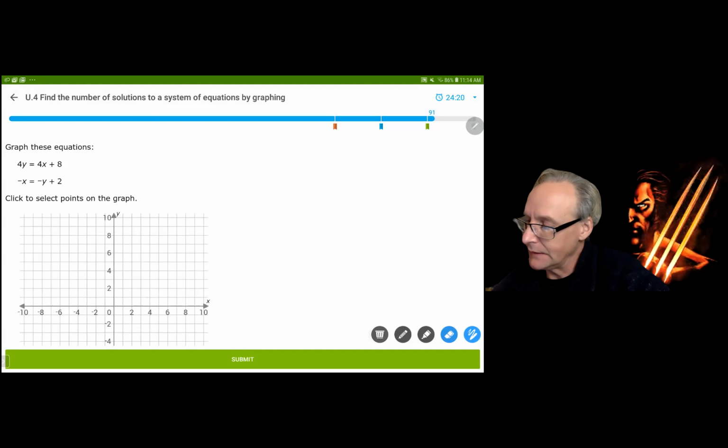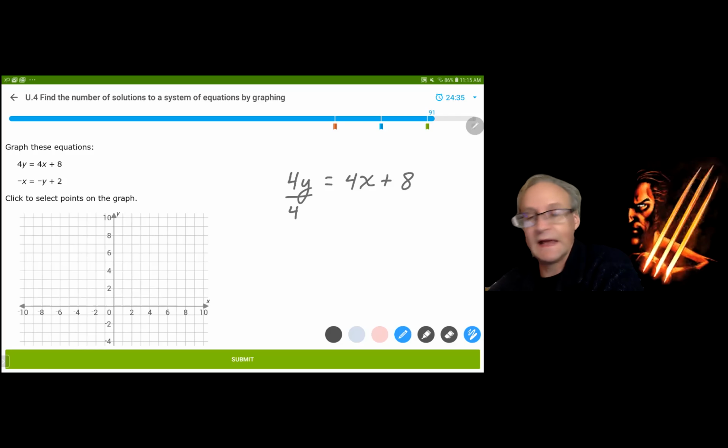If you were listening before and you didn't quite get what I meant when I said dividing both sides is a bad idea, I'm just going to show you why. Here's what happens to a lot of people. They say, oh, I want to get the y alone, so I'm going to divide by 4. Nothing wrong with that. There's nothing wrong with doing this either.